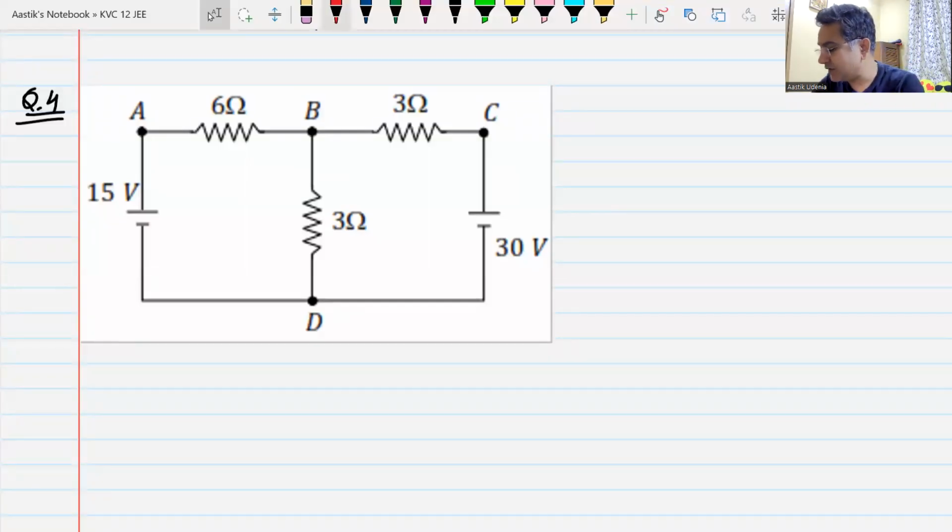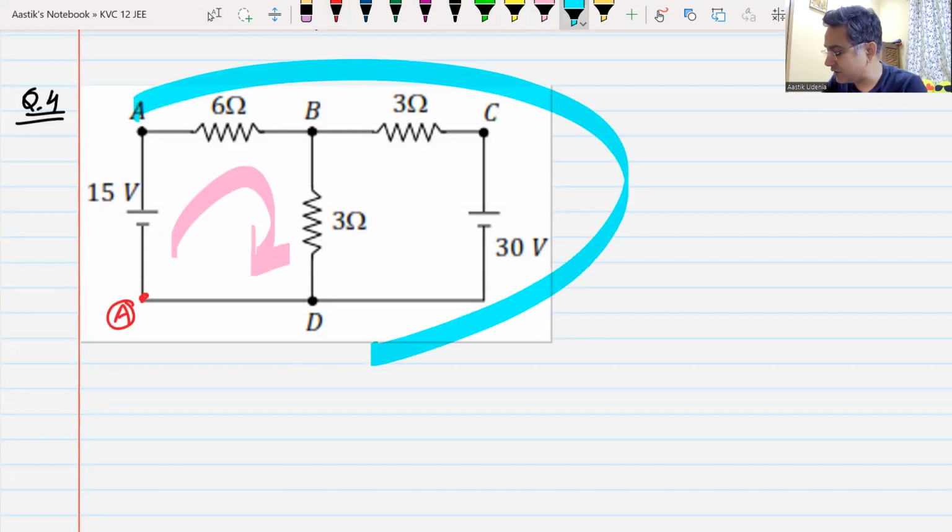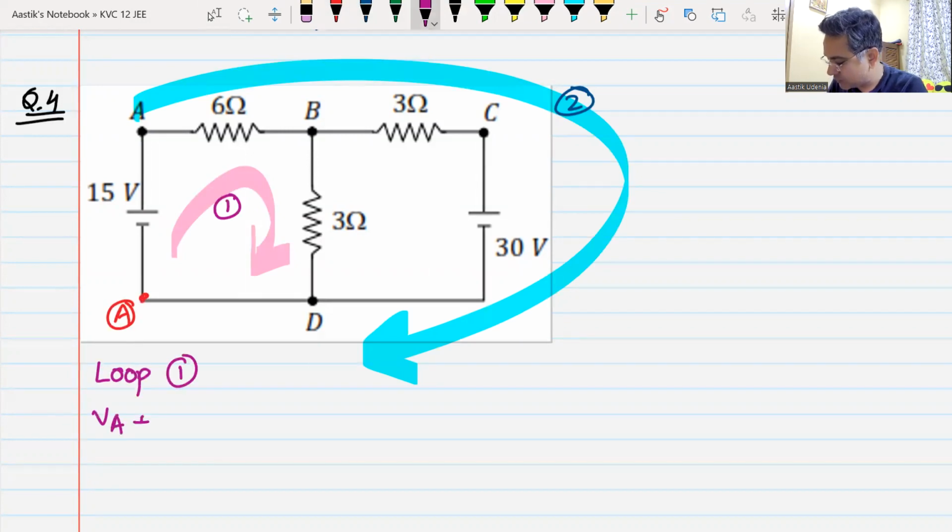So how are we supposed to solve this? Very simple. I will call this point A. The same old method, nothing new. This would be my loop number one, and this would be my loop number two. What is the equation for loop number one? VA plus 15, and I have not drawn the current yet.